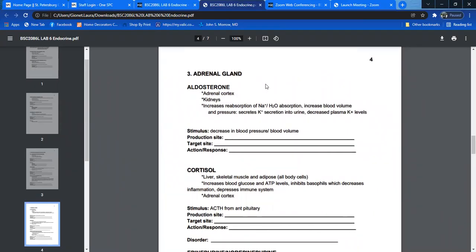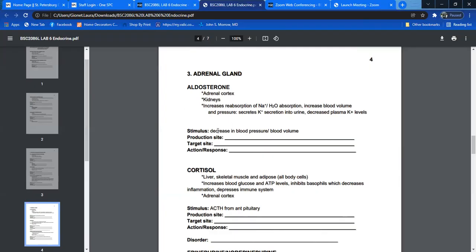Okay, now we're going to move on to the adrenal gland that sits at the superior aspect of the kidneys. Aldosterone and cortisol are the main ones we're going to look at. In a deeper layer of this cortex region, we also have some androgens. These are precursors to sex hormones that are produced there. These are coming from the adrenal cortex. Then we have the adrenal medulla, which produces epinephrine and norepinephrine.